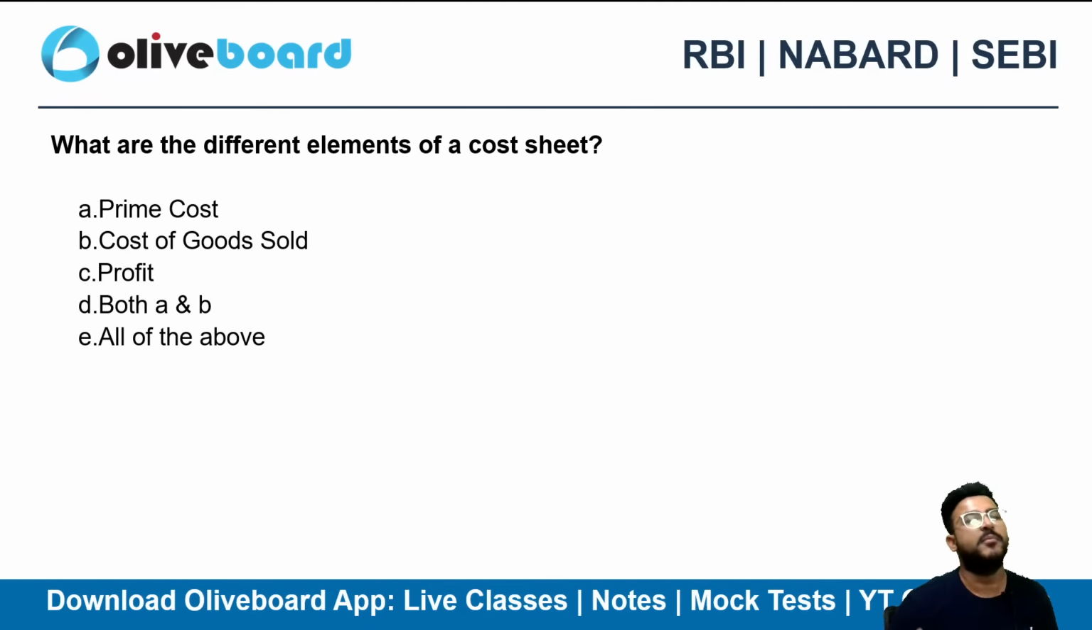What are the different elements of cost sheet? Prime cost, cost of goods sold, profit, or both prime cost and cost of goods sold?